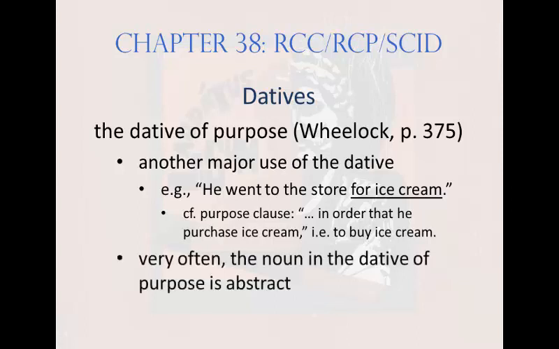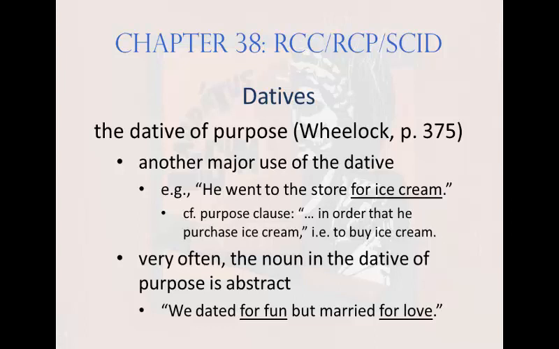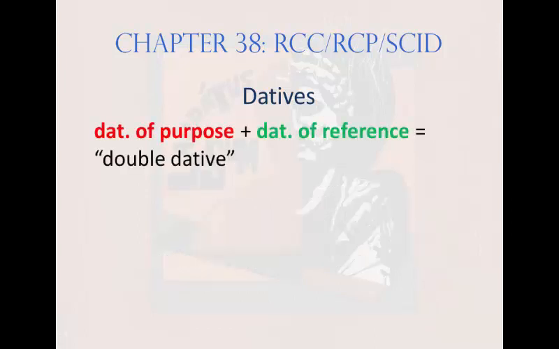Quite often the noun used as a dative of purpose is an abstract noun, as in, we did it for profit, for pleasure, for fun, for love. For instance, we dated for fun, but married for love. And that's the way you'll see it in one of its most important applications in Latin, the double dative, a combination of the dative of purpose and the dative of reference.